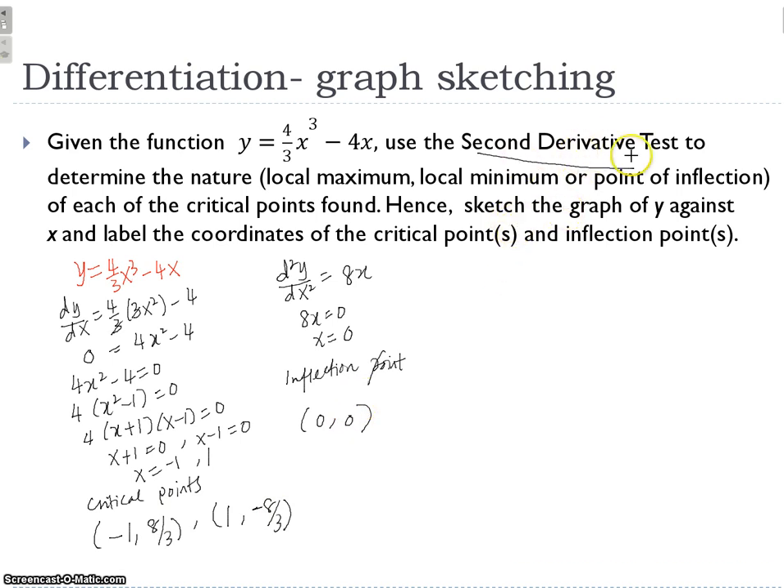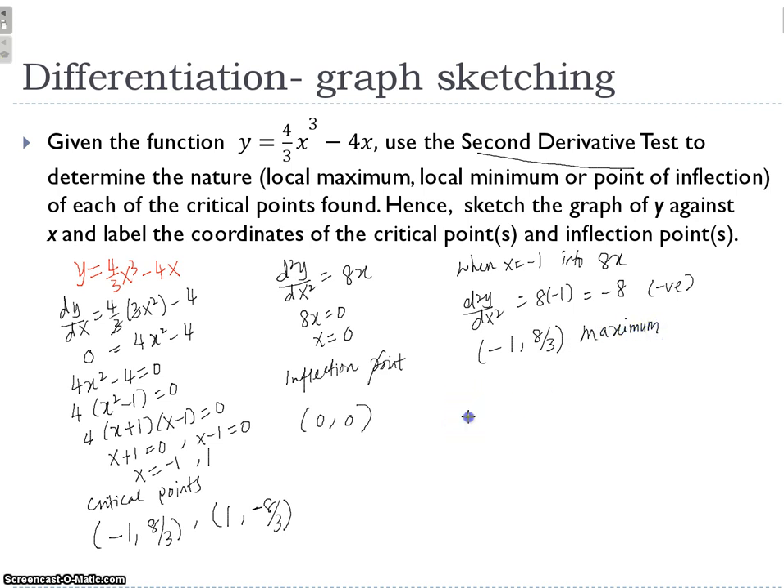Next, we are going to use the second derivative test to determine the nature of these critical points. Just now, we have the second derivative equal to 8x. If we substitute the critical value x equals -1 into the second derivative 8x, we get a negative value, -8. A negative value for the second derivative indicates that this point, (-1, 8/3), is a maximum point.